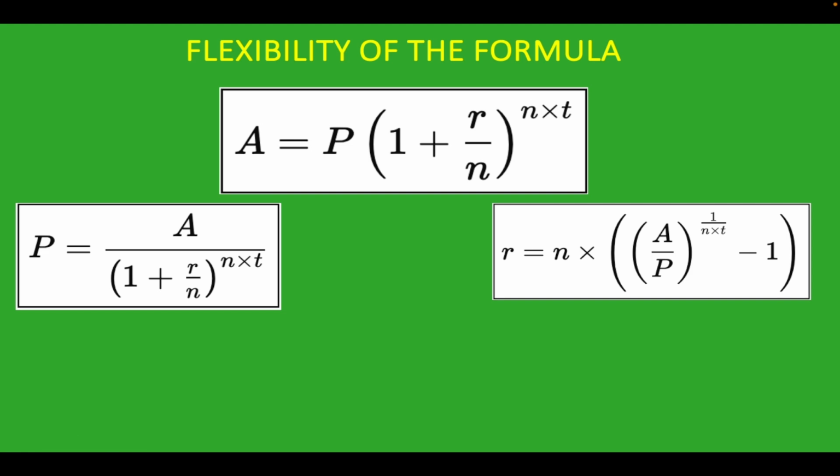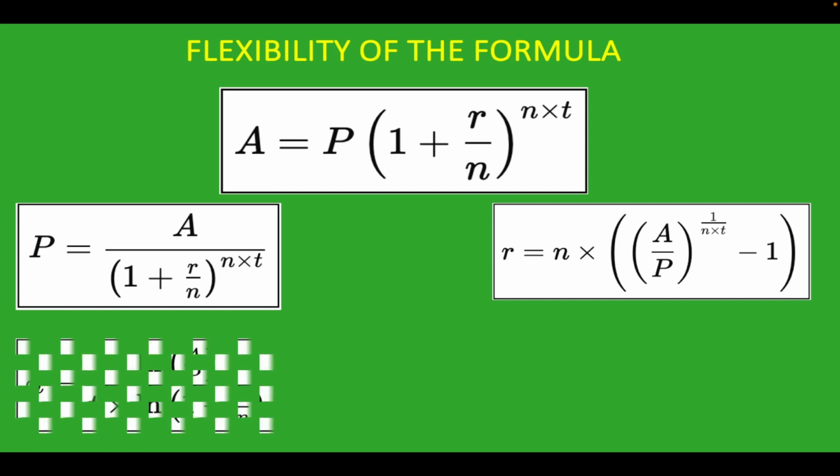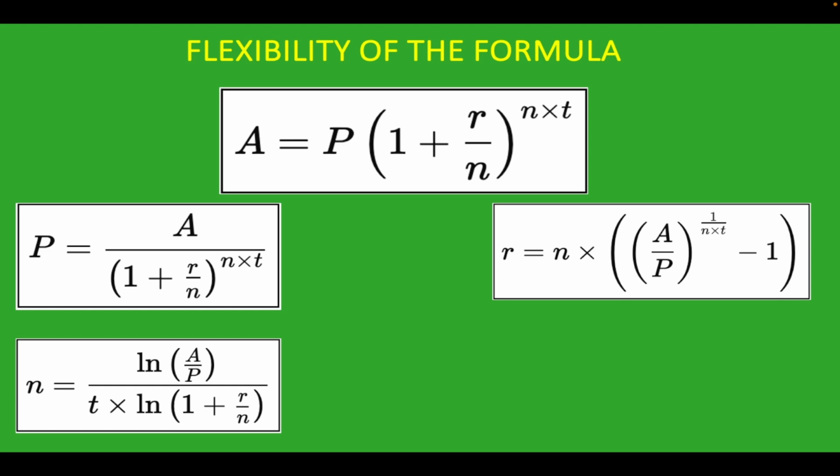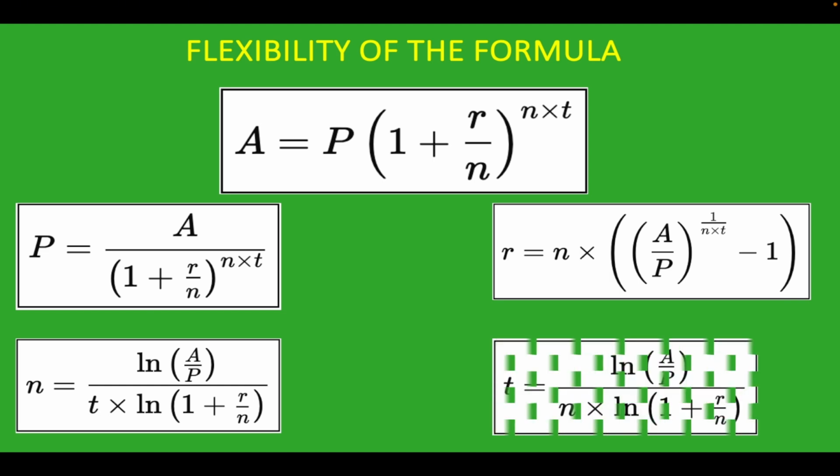What about N? If your N, or the number of compoundings, is missing, here's how you're going to do it. You just plug these elements into your calculator, or if you're using Excel, you can do that and you will get your number of compoundings. What about the number of years? If the number of years is missing, here is how you're going to do it. And you can see it's very similar to how you calculate the number of compoundings. You're just switching the two together and you will get your number of years. I hope this has been clear.